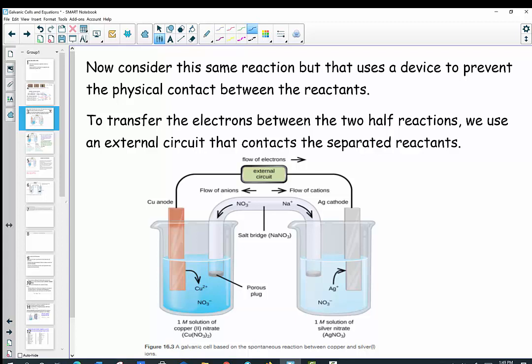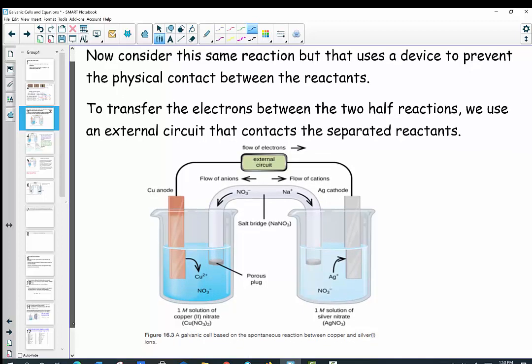So consider this same reaction, but one that uses a device to prevent that physical contact between the reactants. And the transfer of electrons between the two halves is occurring through a wire, an external circuit that contacts the separated reactants. So let's look at this very carefully.